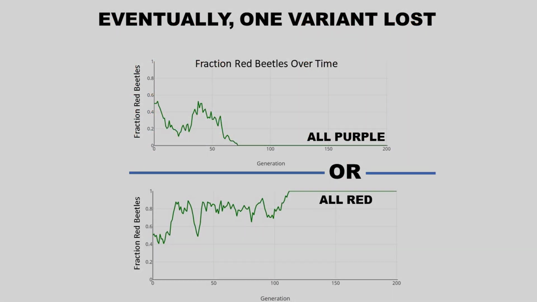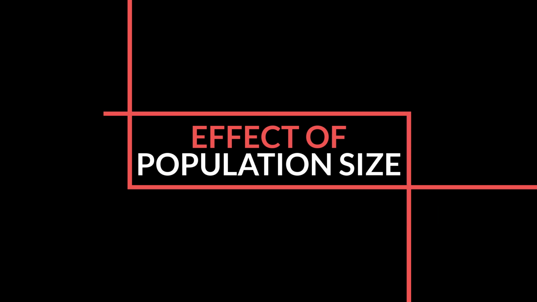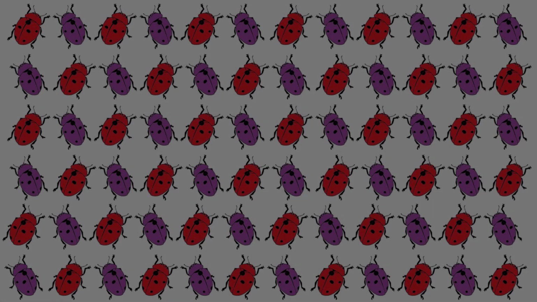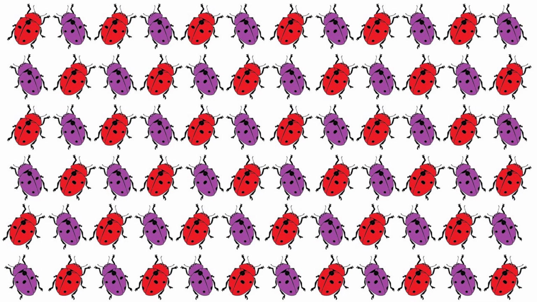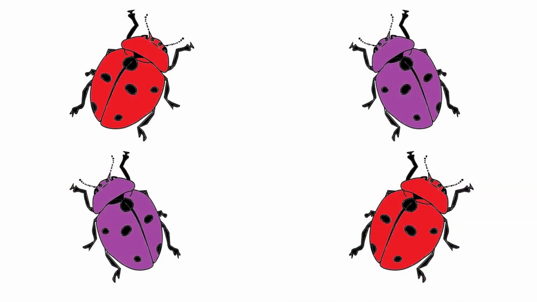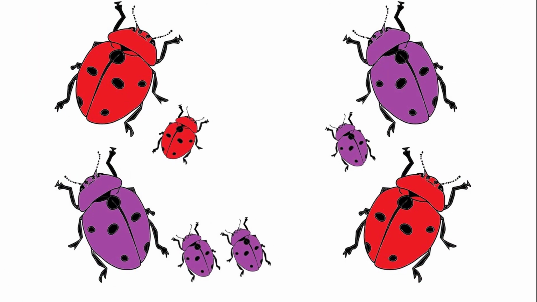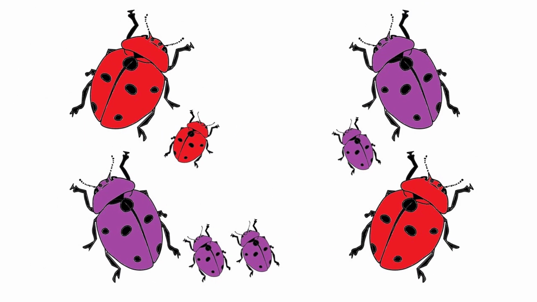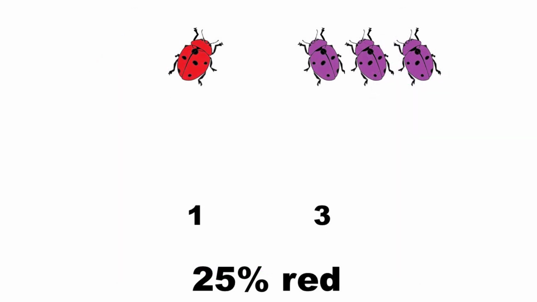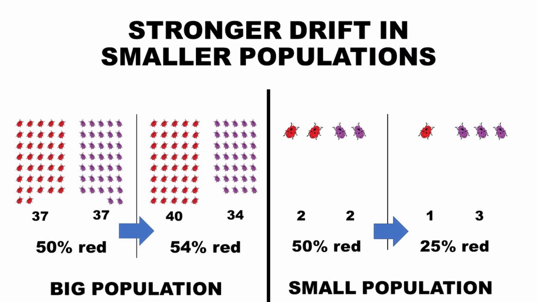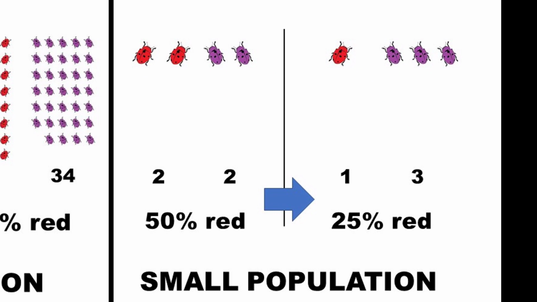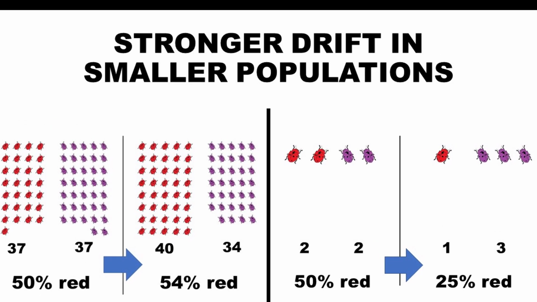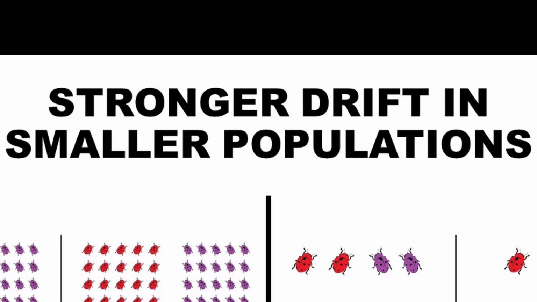Variation gets lost. Another aspect I want to discuss is how the number of individuals in a population affects the strength of genetic drift. So we had 74 bugs previously, but what if there were just 4? Well, with 4, if a red one, just by chance, had no kids, and a purple one had 2, the population goes from 50% red to 25% red. That's a much bigger change. You get bigger random changes in proportion every generation in smaller populations. That's the same as saying genetic drift is stronger in smaller populations.